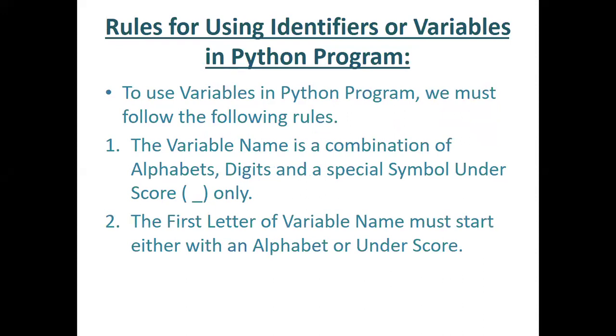Rules for using identifiers or variables in Python. Please remember that we must follow the rules: a variable name is a combination of alphabets, digits, and a special symbol, that is underscore only. And if we talk about the first letter, it must start either with an alphabet or with an underscore. It should not start with a digit or any other special symbol.